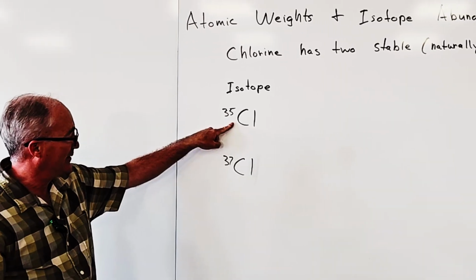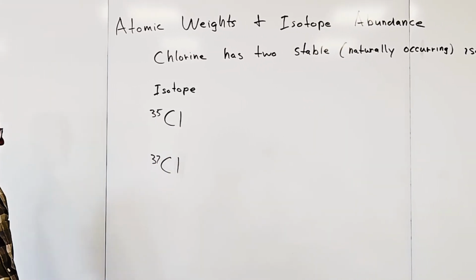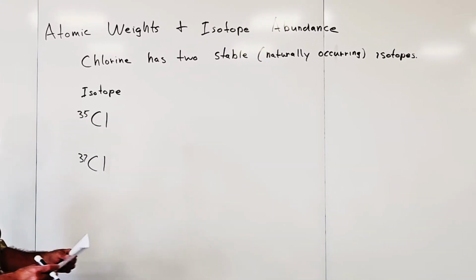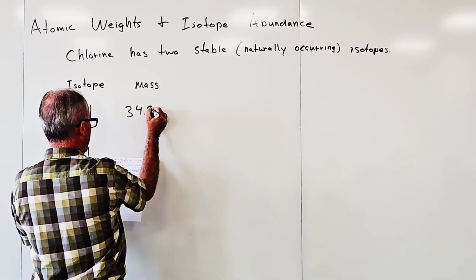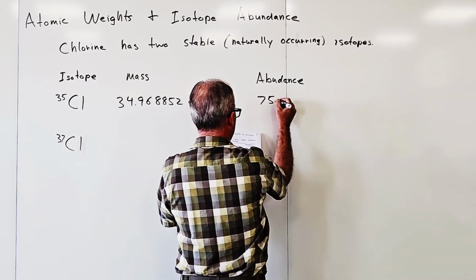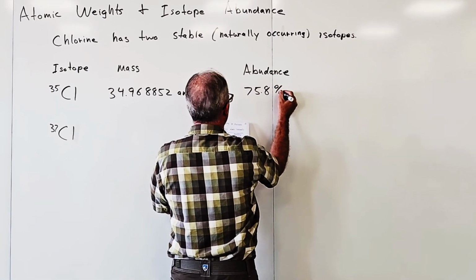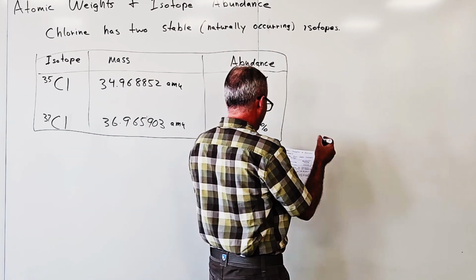Yeah, 17. And how many here? Yeah, because if it had something different, it wouldn't be chlorine. Very good. So this weighs something like this. It has an abundance of about 75.8%. So we want to do something with this data.